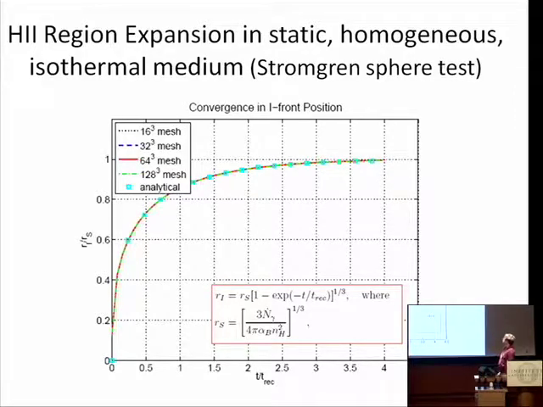Okay, now here is the first delight. I was actually really amazed by this. This shows the static H II region expansion problem: R over the Stromgren radius versus t in units of the recombination time. The different line types are different mesh resolutions, and the boxes are the analytic solution. And we get the solution to incredible accuracy independent of resolution. Just bang on.